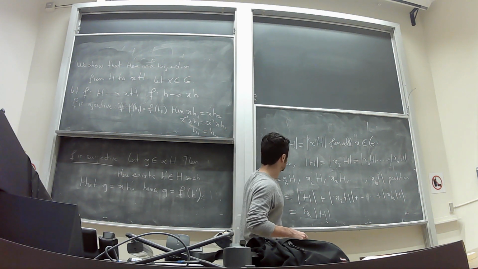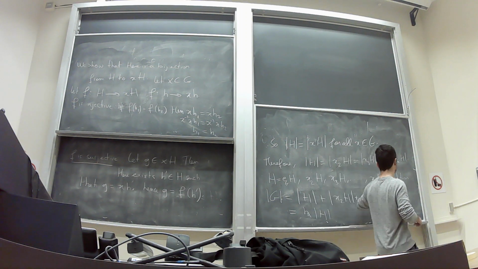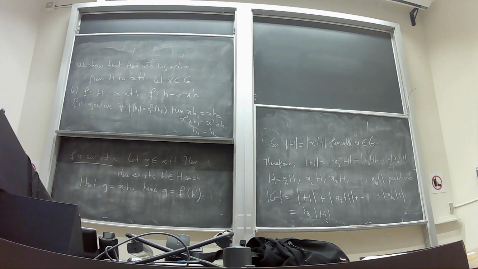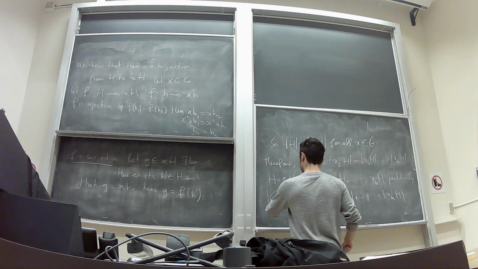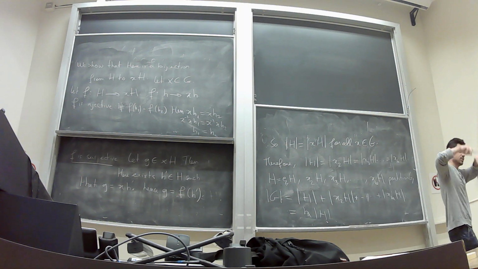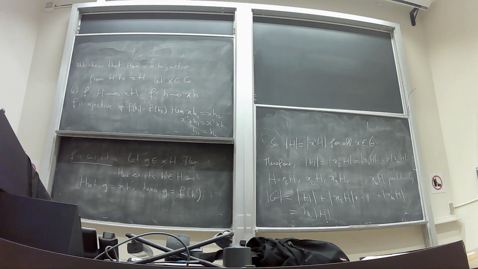H and next to H, x2H, x3H, xkH partition G, and hence the size of G is equal to the size of H plus the size of x2H plus the size of x3H, in absolute values. Any questions? Is it clear?